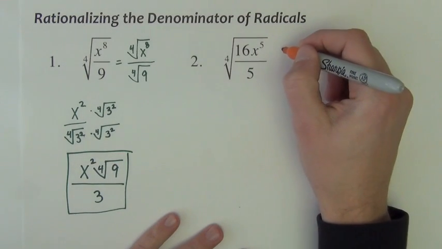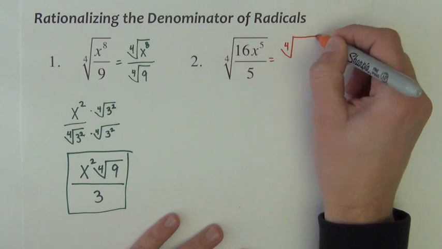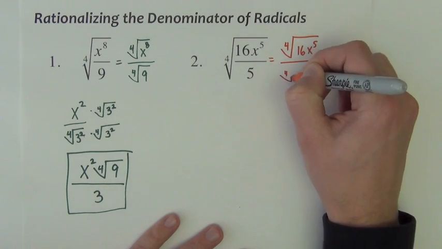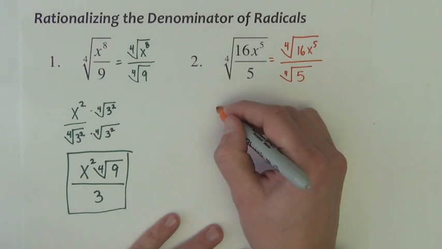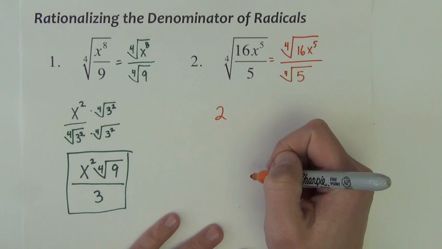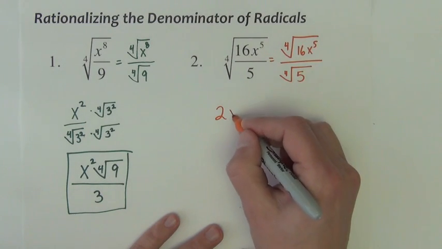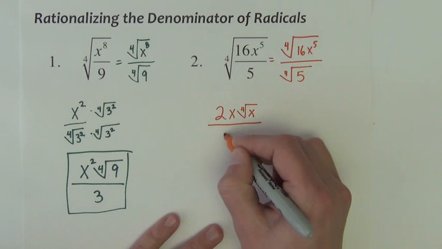Next one, I begin by splitting this up like I have been previously. So this is 4th root 16x to the 5th over 4th root 5. 16 is a perfect 4th power. It's 4th power of 2. X to the 5th, 4 goes into 5 one time with 1 left over.